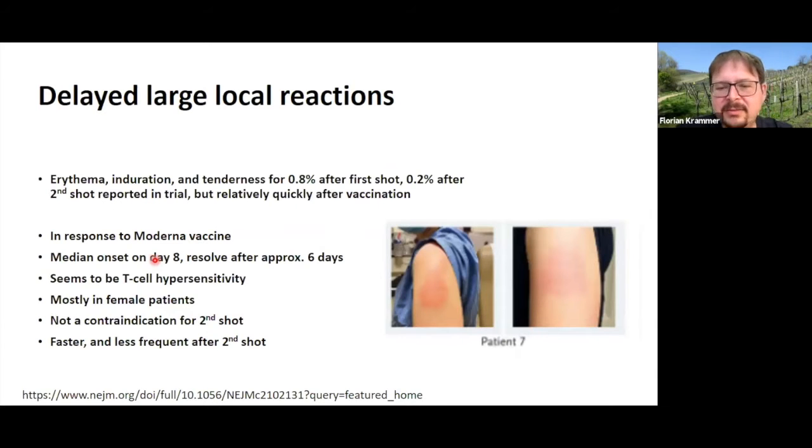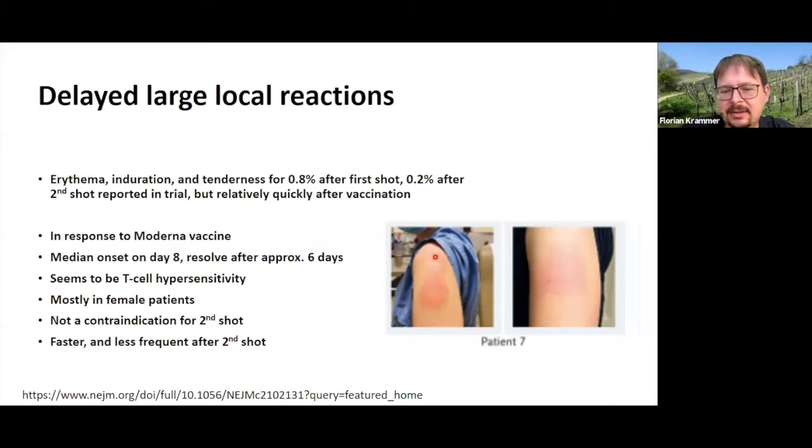Another side effect was recently reported. This one is actually not dangerous at all, but it's noteworthy and people freak out when they see it. This is basically what they call delayed large local reactions. It's basically a rash that you get. The interesting thing is you don't get it right after the shot. You get it approximately 8 days after getting vaccinated.